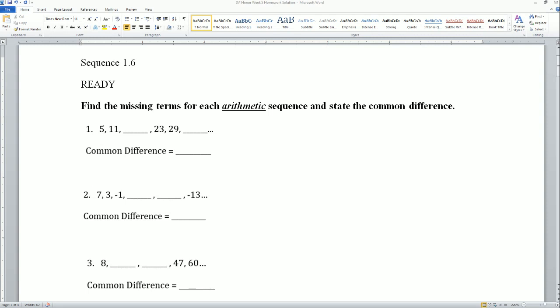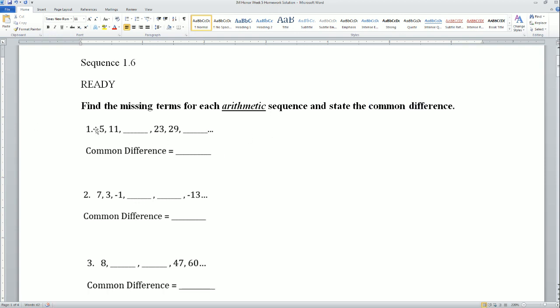This is the sequence 1.6 homework solution for the Ready, Set, Go. The first part of the Ready says find the missing term for each arithmetic sequence and state the common difference. Remember, this is an arithmetic sequence. That's why they can ask us for the common difference.